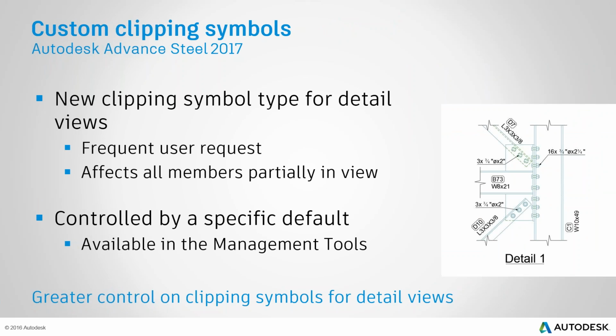Snap points on anchors. First, the clipping symbols in a detail view. The clipping symbols have always had a standard where you've got just a normal line or even a zigzag symbol. Now you can put in your own custom clipping symbol, and it is controlled by a specific default that's inside the management tool. So if you do have your own, you can modify that and make that the normal standard for your output of drawings and your details as well.